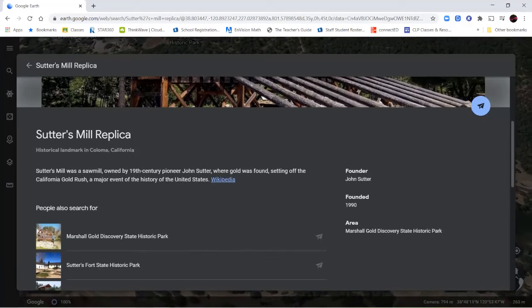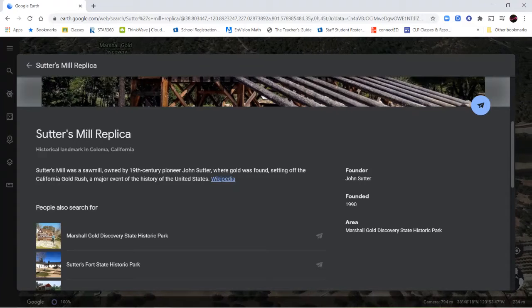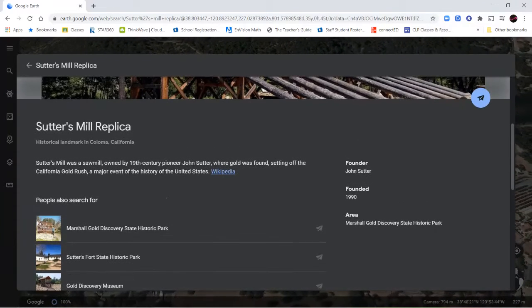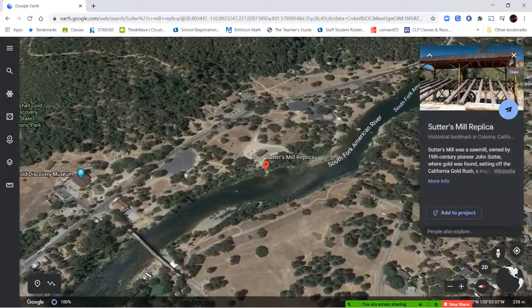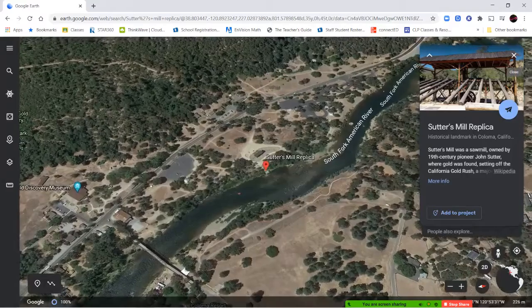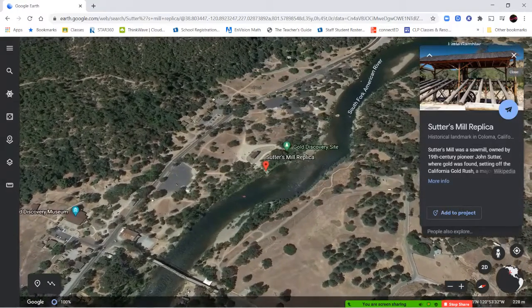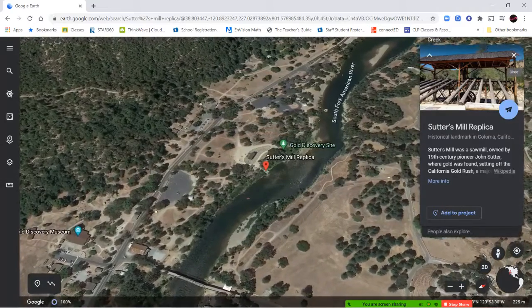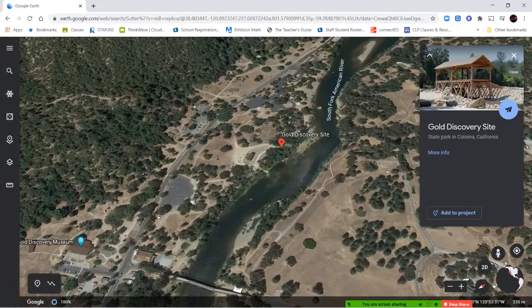Now, Sutter's Mill was a sawmill that was owned by 19th century pioneer John Sutter, where gold was found, setting off the California Gold Rush. Now, this was a huge historical event for California. We're going to go ahead and take a closer look at where it's located. So the gold rush happened a lot of times near bodies of water. People were mining for it and would find little pieces of it in the water. So we can see over here, we're by the South Fork American River. This is one of the gold discovery sites where we have the replica of Sutter's Mill.